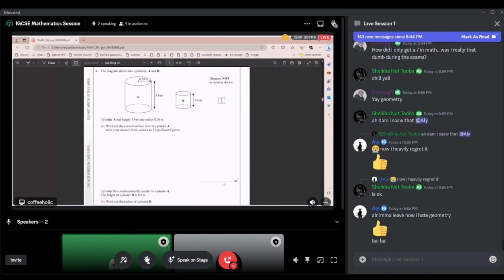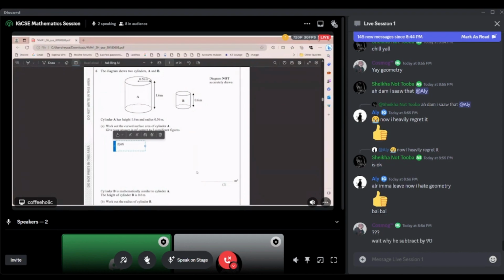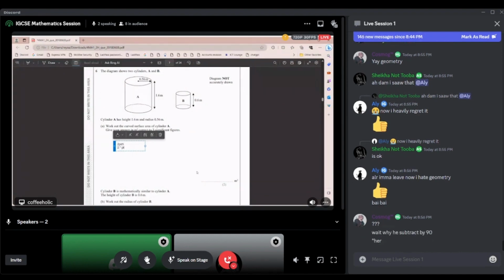So in this, it says that one cylinder has a height of 1.6 meters and a radius of 0.56. The first part of the question is basically just asking for the curved surface area of the cylinder. To find the curved surface area of cylinder A, we know that the formula is 2 pi r h, right? If we enter that formula, that would be 2 times pi times the radius, which they've given us as 0.56, times the height.